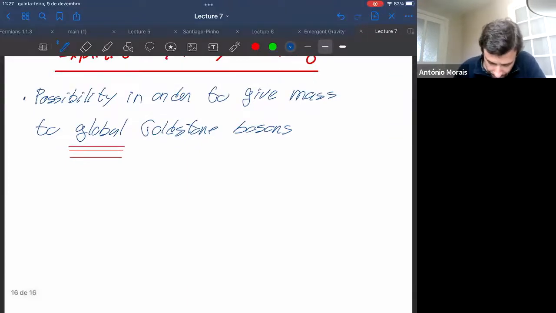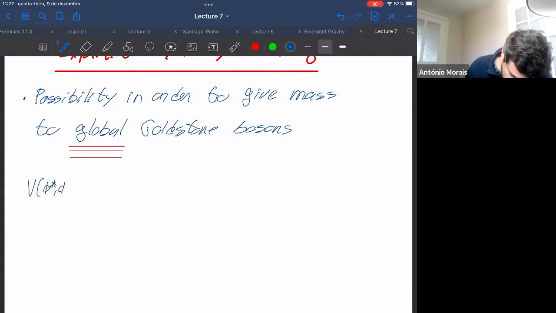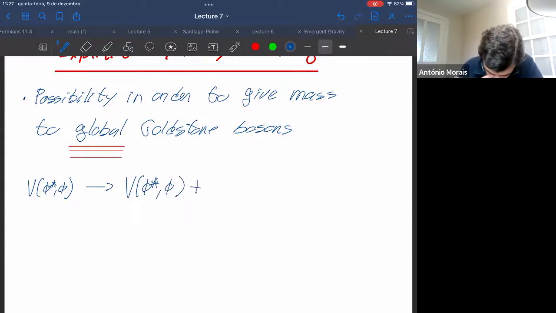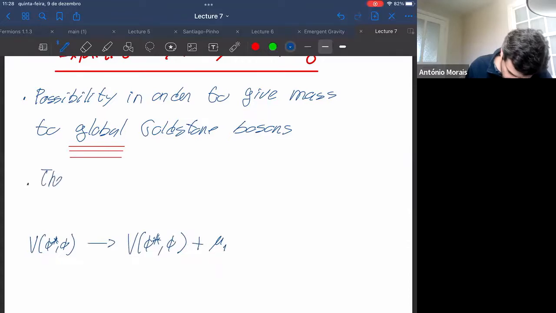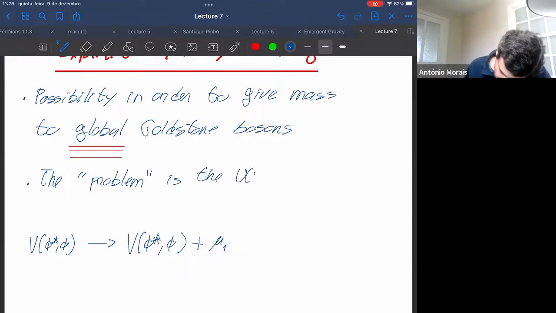So what to do? We have our V of phi star phi that can be turned into a new potential. So we have the V of phi star phi, and we will add a mass term that explicitly breaks U1. The problem, between quotation marks, is the U1.